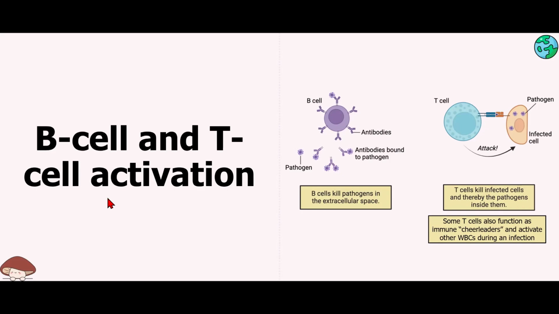Hello, in this video, we're going to continue talking about the adaptive immune system by talking about how B cells and T cells get activated. In a previous video, I briefly mentioned how B cells govern humoral immunity and how T cells govern cell-mediated immunity in the adaptive immune system. But I didn't mention that B cells and T cells have to be activated for them to perform their functions. And so in this video, we're going to talk about how B cells and T cells get activated.